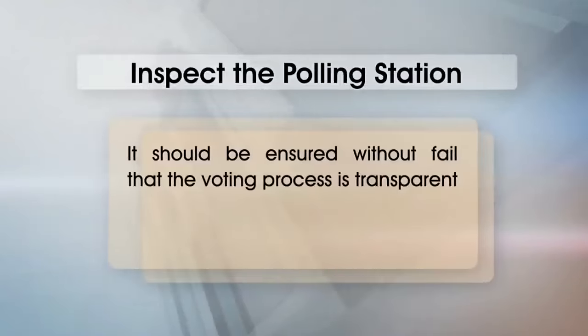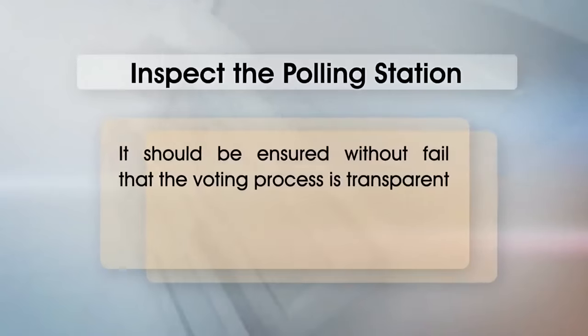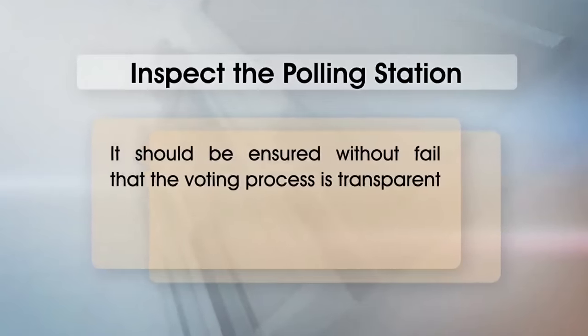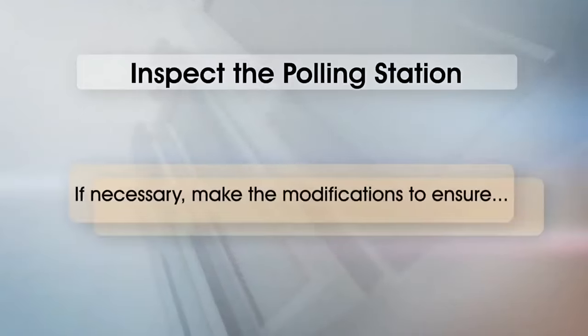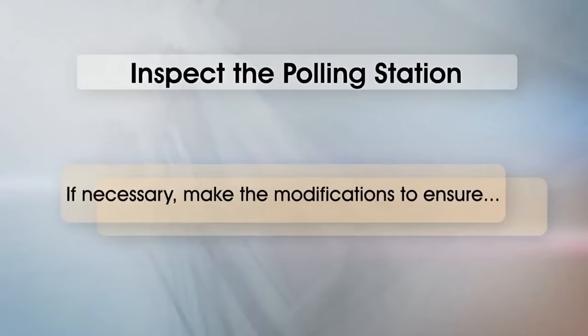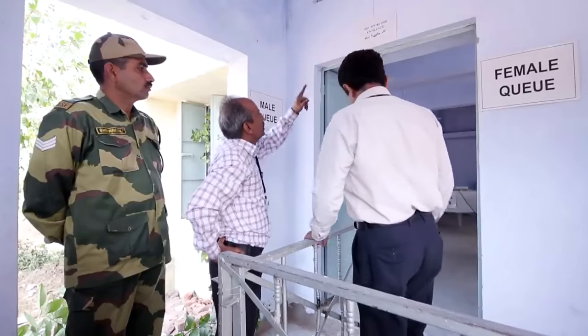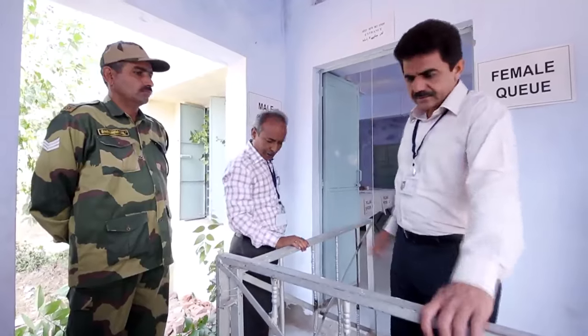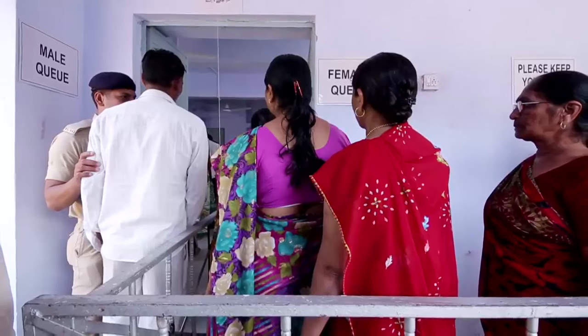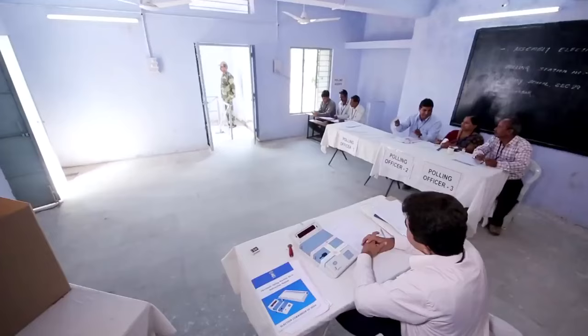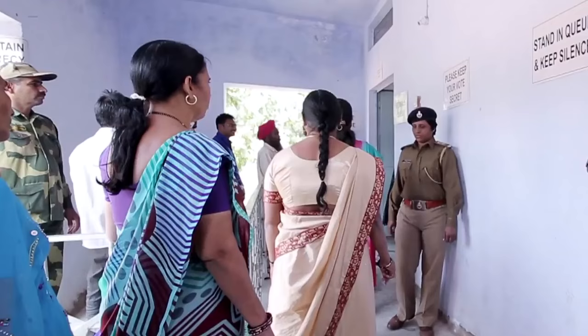Inspect the polling station. It should be ensured without fail that the voting process is transparent and the secrecy of voting is not violated. If necessary, make the modifications to ensure there is enough space for voters to wait. There are separate waiting areas for men and women. There are separate entrance and exit for voters. If there is one door, use bamboo dividers in the middle of the doorway. Make sure that the polling station is sufficiently lighted. Make sure that there is an easy flow of voters from entry to exit.